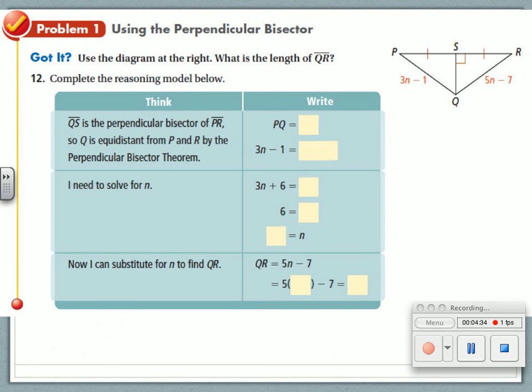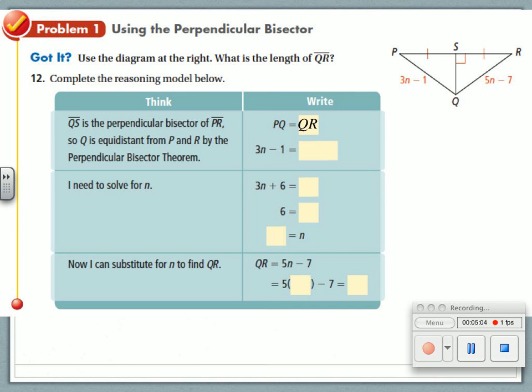All right, look in the diagram at right. What is the length of segment QR? And we're given that PQ is 3n minus 1 and QR is 5n minus 7. So we have to solve for n. Now these are two segments that are equidistant, so that means they're equal. So segment QS is the perpendicular bisector of PR, so Q is equidistant from P and R by the perpendicular bisector theorem.